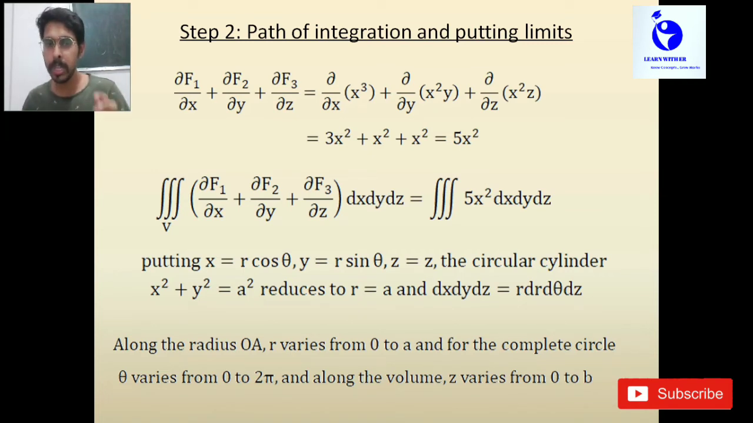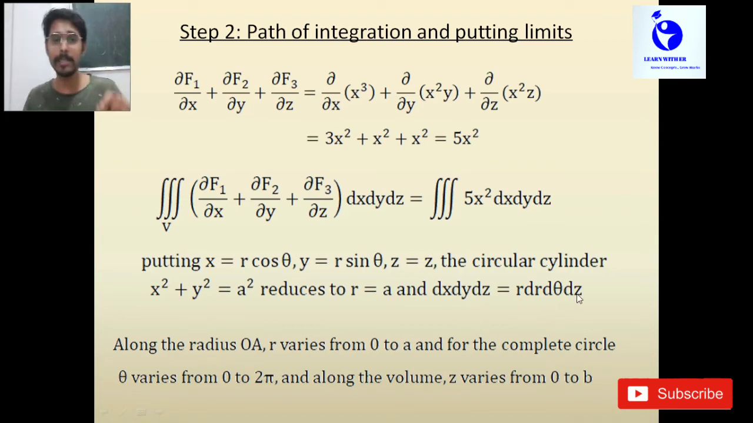As a result, if you put these values in the equation of the cylinder, as you can see mentioned over here, x equals r cos theta gives r square cos square theta, and y equals r sin theta gives r square sin square theta. So cos square theta plus sin square theta turns out to be 1, and finally we are left with r square equals a square. So it reduces to r equals a, and yes, dx dy dz will be transformed into r dr d theta dz.